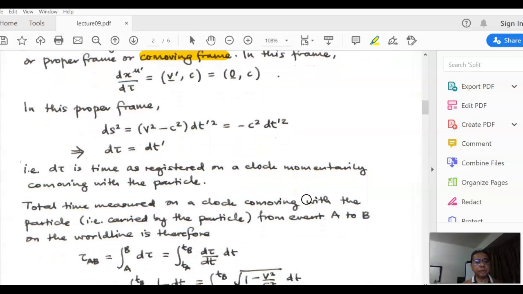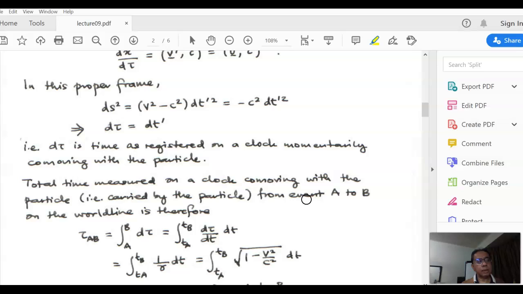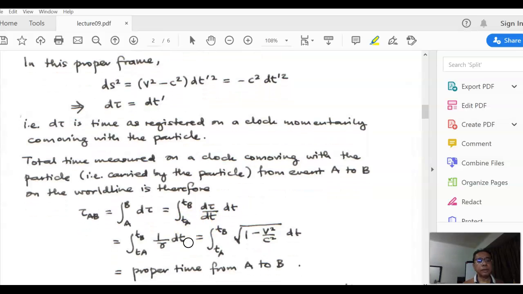Okay. So if you really want to know what would be the time interval for a particle moving from event A to event B, this would actually depend on the frame, but if we take the frame of the particle itself, then this will be just the integral of the tau from the point, say, A to B. And this you can easily get to be equal to 1 over gamma dt, by using the chain rule again, and essentially it gives you the square root of 1 minus v squared on c squared integrated with respect to t. And this is essentially what we call the proper time from event A to event B.